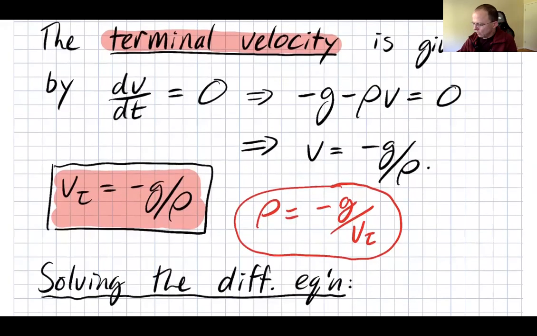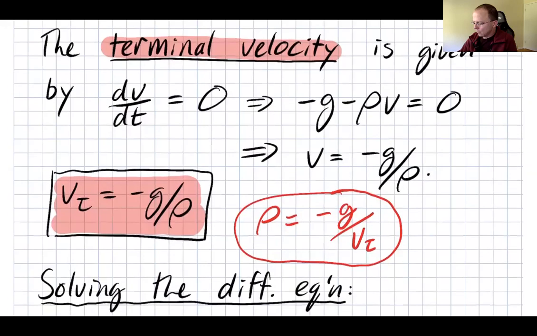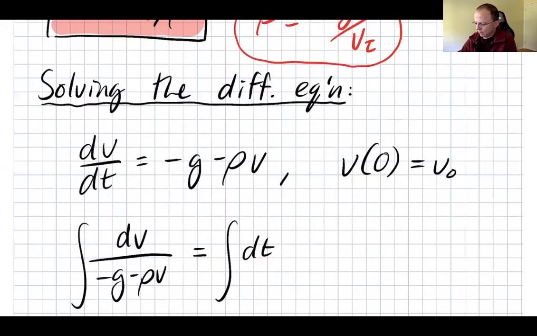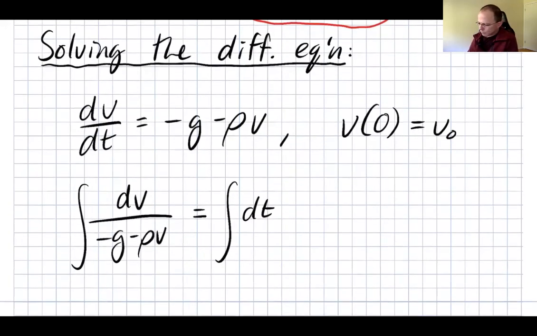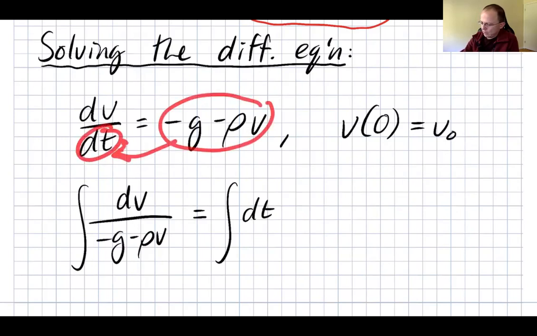Okay, so let's solve this differential equation. As we mentioned, it is a separable differential equation. So we can solve it the way we were solving the other one before. And v naught will represent our initial velocity. Okay, so we separate the variables. We move this down here, and we move the dt up here, and then we integrate both sides, and we get this.